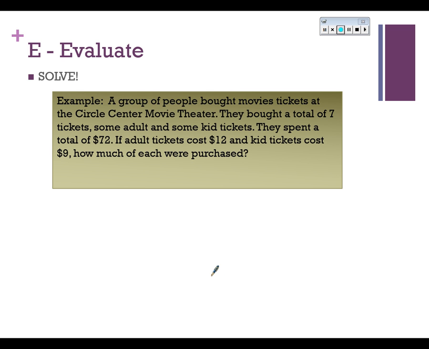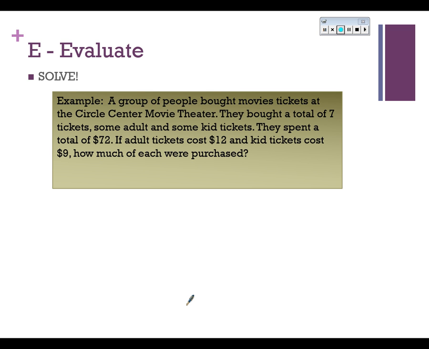Okay, but remember, we're doing systems of equations, which means we need more than one. So we're going to have another equation with X and Y, and what is it going to total up to? $72. Okay, but that's a dollar amount, so doesn't that mean we need to put the dollar amount on each ticket over here? How much money were adult tickets? $12. And how much money was a kid ticket? $9. The reason you have to put 12 and 9 is because this total was about the total amount, so we need to put how much each ticket is worth.